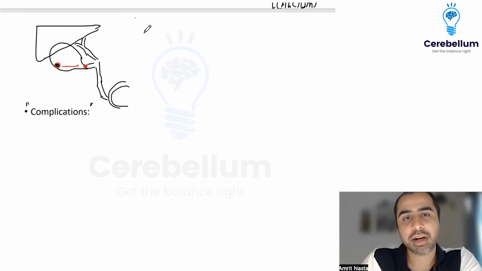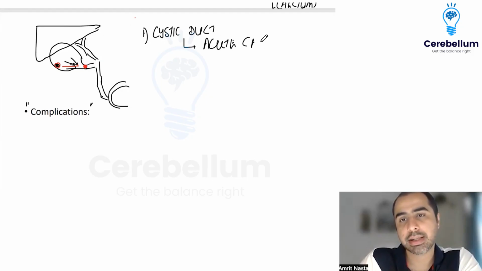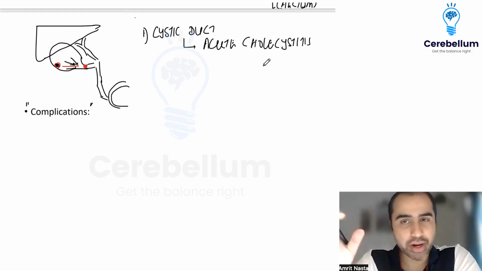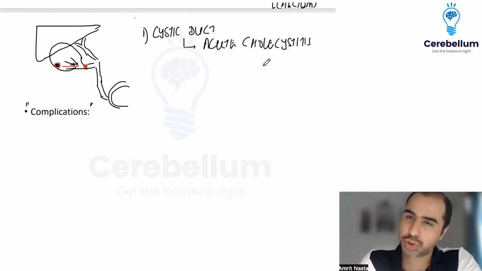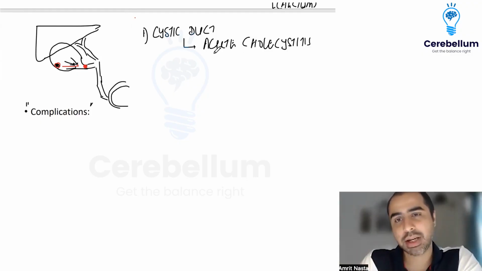So the first complication that can happen is if the stone goes and blocks the cystic duct. If it goes and gets stuck in the cystic duct, then the bile will also not go. The gallbladder will start getting angry and distended, and this will give rise to acute cholecystitis. The gallbladder becomes angry because it is not able to empty. So you are going to get acute cholecystitis. This is the most common and the most important complication of gallstone disease.